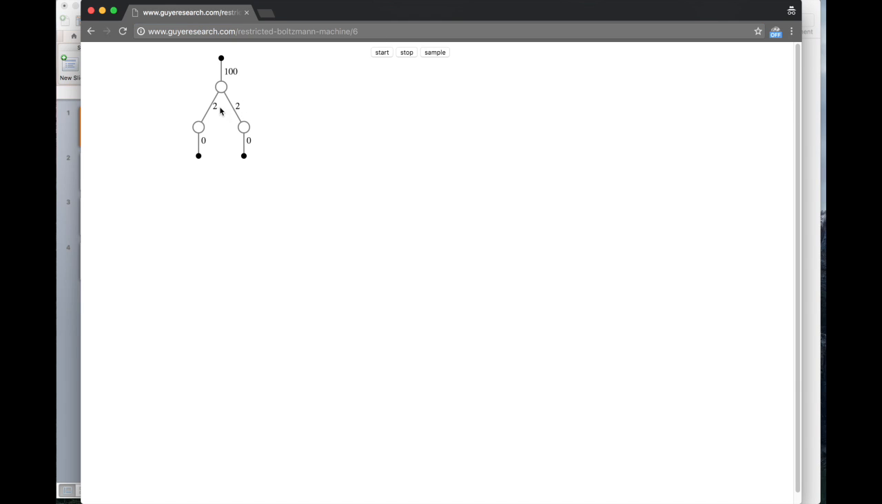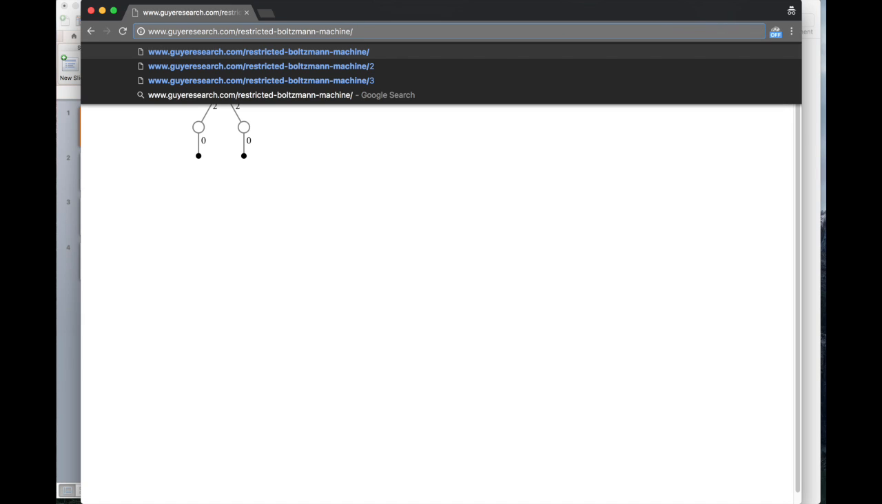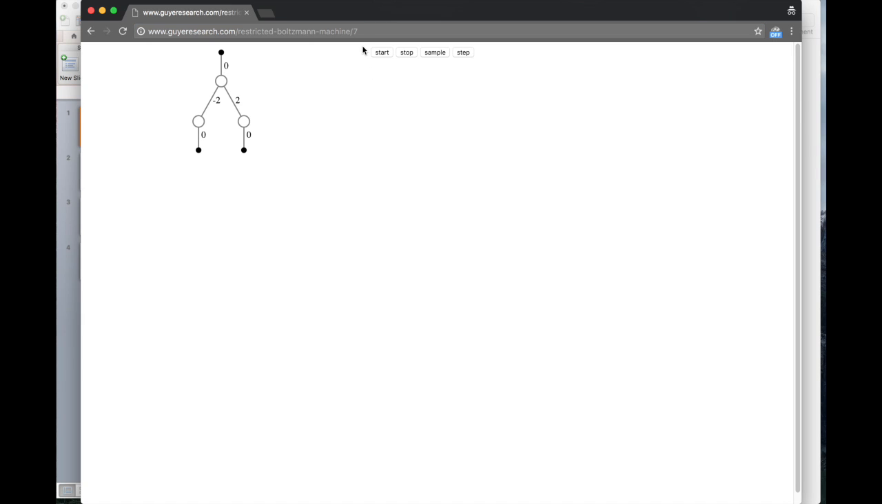And if we set the 2 weights to be negative 2, it should encode exactly the same distribution as example 5. So I won't run this example. It's very simple.